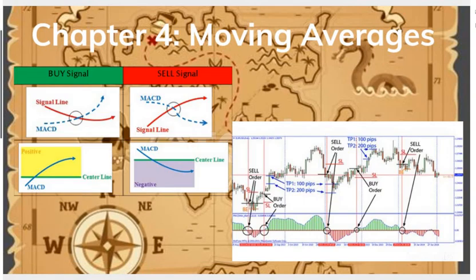5. Moving average convergence divergence, MACD. Picture the MACD as a detective comparing two paths. When the paths converge, it's like spotting a hidden passage on the treasure map. It could lead us to a different area where the treasure is hidden.